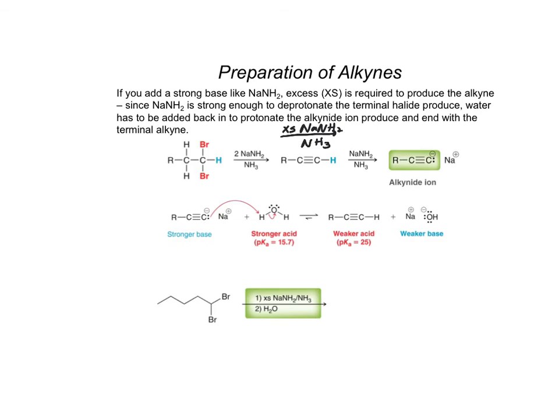So again, with this reaction, the question is, how do we prepare this carbon-carbon triple bond? This is it. You have to start with a dihalide, right? You're going to put it in the presence of excess sodium amide and ammonia. That's going to give us here. In the second step, we're going to add water to protonate it and end up with our carbon-carbon triple bond.